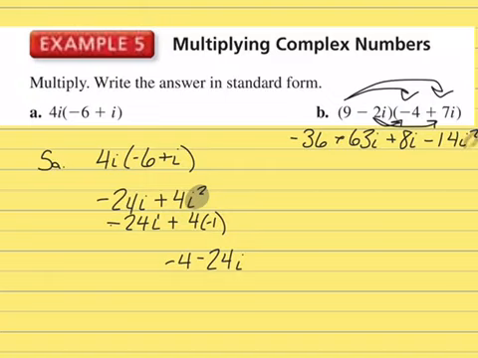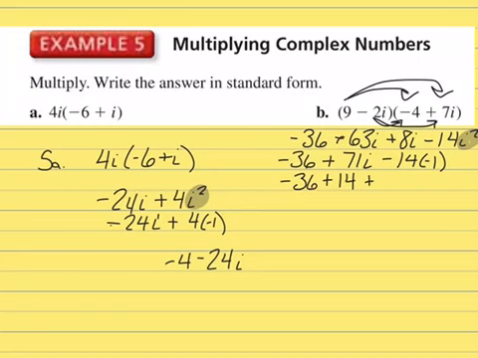Again, pay attention to when you have that i squared, because we have to make that back into what it means, which is negative 1. So I have negative 36. We're going to leave that alone for the time being. Then I have 8 plus 63, which gives me 71i. And then I have negative 14 times negative 1, because i squared is equal to negative 1. So that negative 14 times negative 1 gives me positive 14. So I have negative 36 plus 14 plus 71i.